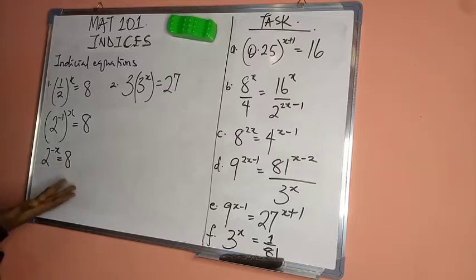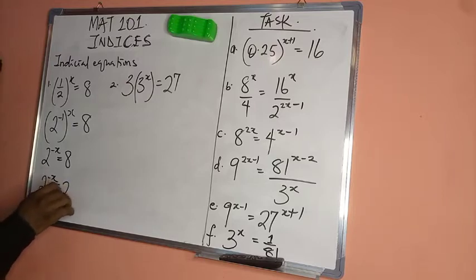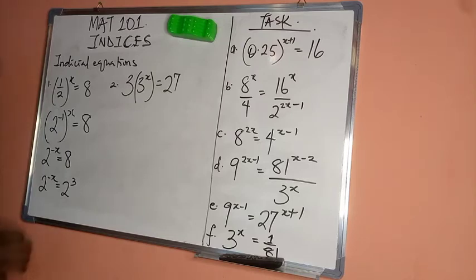Now, from here, we know that 8 can be written as a base 2 number, right? And what's 8 as a base 2 number? That should be 2 raised to power what? 3, right? So this is now going to be 2 raised to power minus x equals 2 raised to power 3. It's obvious that 2 raised to power 3 is 8, but we make it 2 raised to power 3 just to make sure the base on the left hand side equals the base on the right hand side.